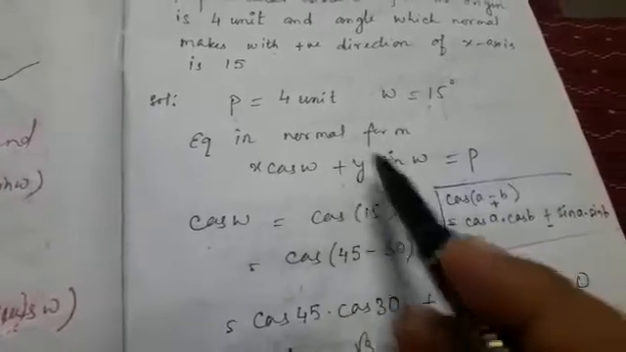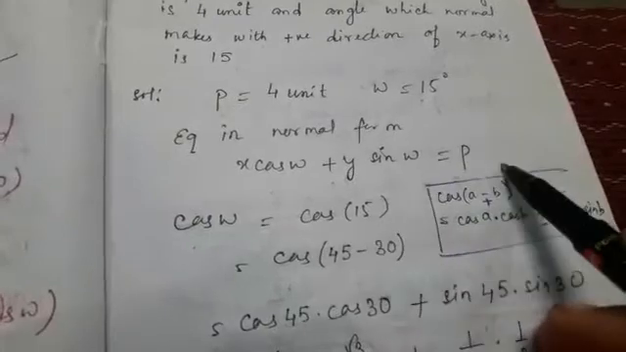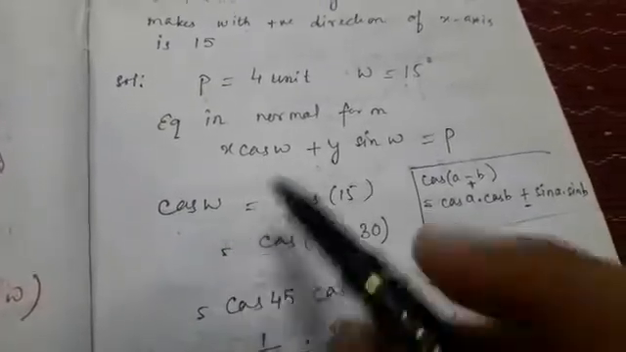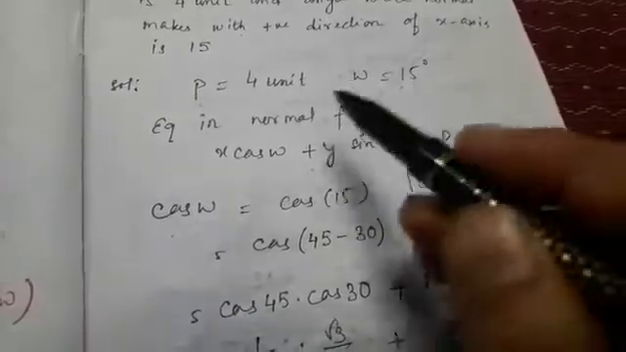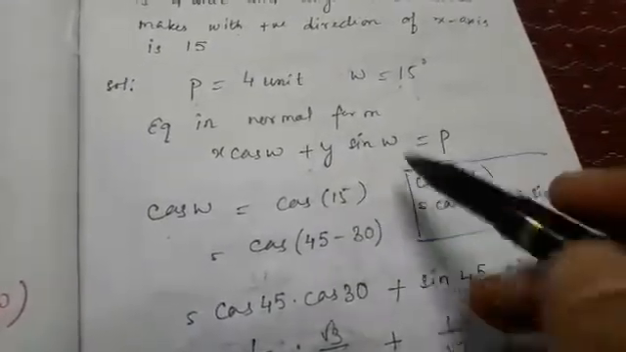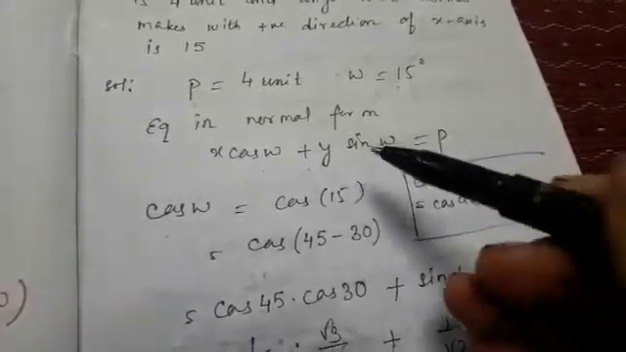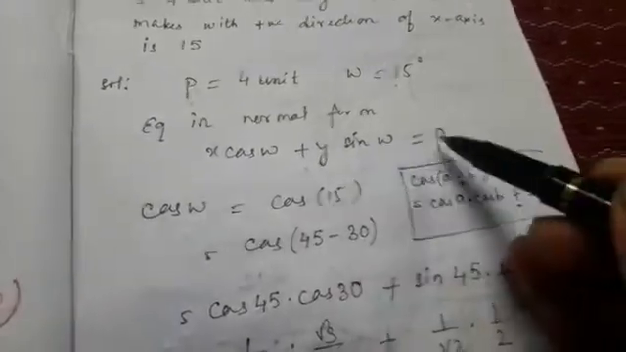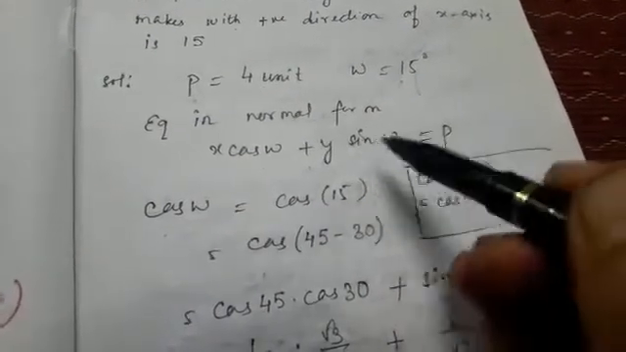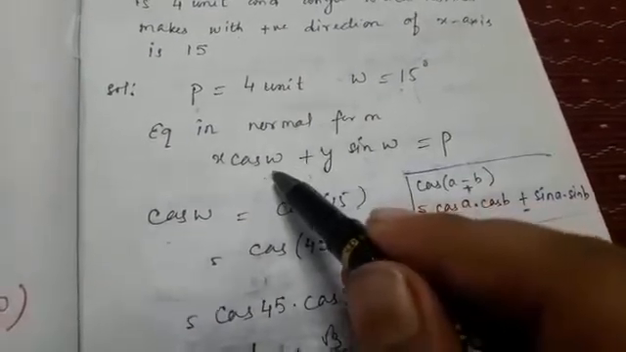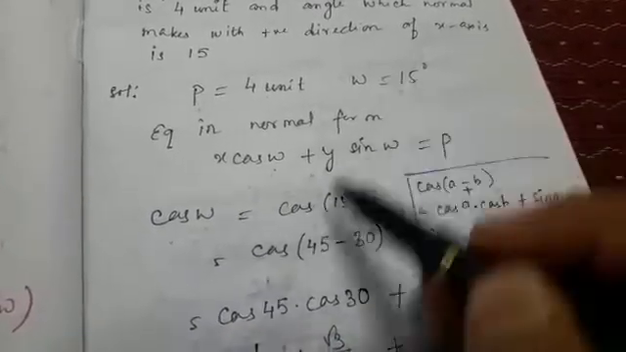So the equation in normal form is x cos omega plus y sin omega equals p. Got it? So we need cos omega and sin omega, and we know p. We only have to find the values of cos omega and sin omega and put them with p in this equation, and you will get your answer. So first we have to find cos omega. What is omega for our sum? It is 15, so cos 15.